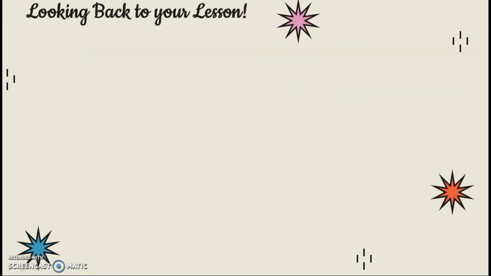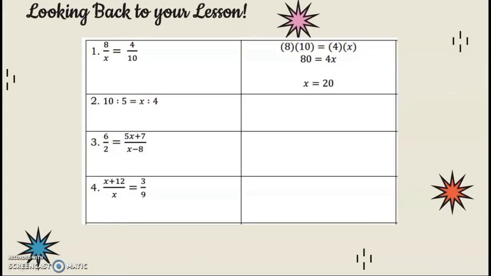Okay. So, before that, let us review first the proportion. From our previous lesson, you have learned proportion, which means equality between two ratios. So, let us recall one of the fundamental laws, which is the product of the means is equal to the product of the extremes. So, solve for the value of x in each proportion.